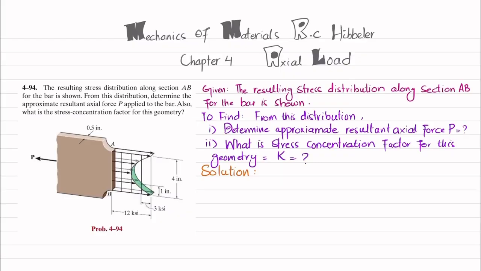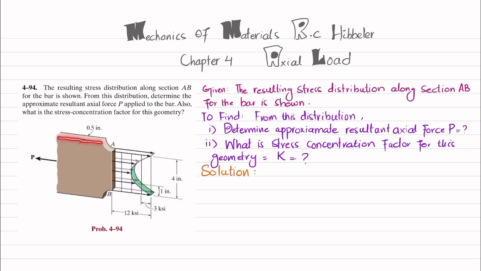Welcome back. In this video, we are going to solve problem 4-94 that is taken from chapter number 4, Axial Load, and the book name is Mechanics of Materials by R.C. Hibbeler. The statement is: the resulting stress distribution along section AB for the bar is shown. From this distribution, determine the approximate resultant axial force P applied to the bar. Also, what is the stress concentration factor for this geometry?